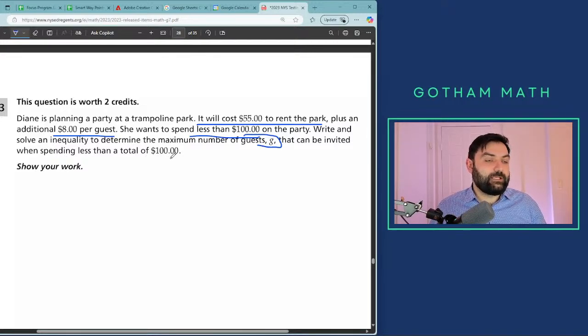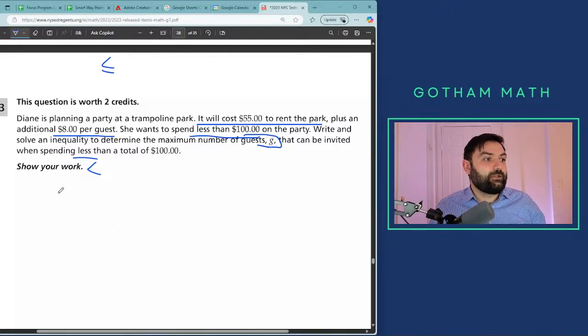The word less is very key here. If they said that she wants to spend at most $100, that means that $100 is possible, and then we would use this sign, less than or equal to. But this specifically says less. Less means that $100 is not an option. You understand? So we're going to have to use this sign, which is strictly less.